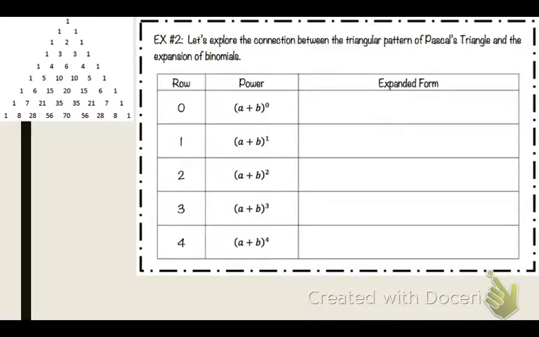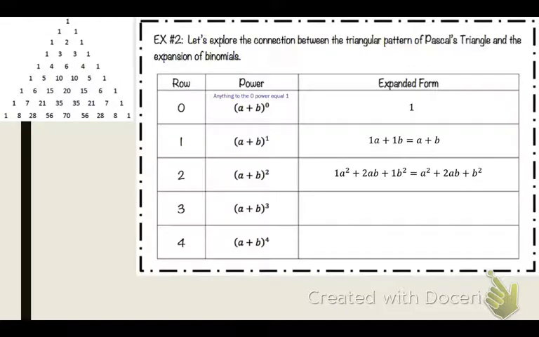Let's explore the connection between Pascal's triangle and the expansion of these binomials, okay? First, what is anything to the 0 power? It is 1. You could have a huge, huge number, raise it to the 0 power, and it's going to equal 1. So that's 1, which is what the 0 row of our Pascal's triangle is. It's just 1, okay? (a + b) to the first power is 1a + 1b, or just a + b, which those coefficients are the same as our first row, 1 and 1, right?